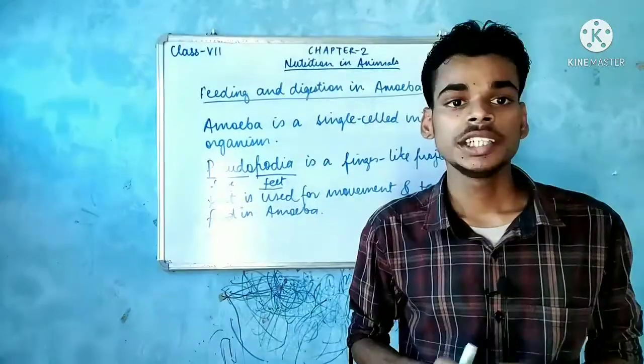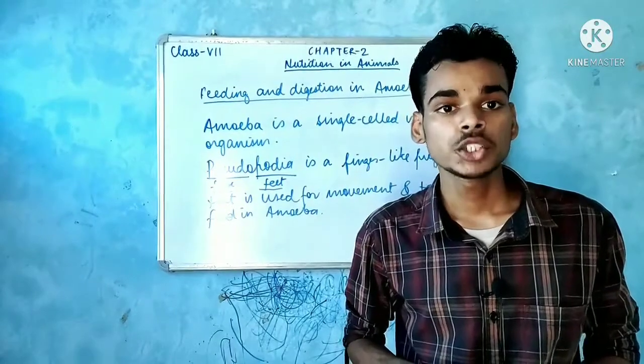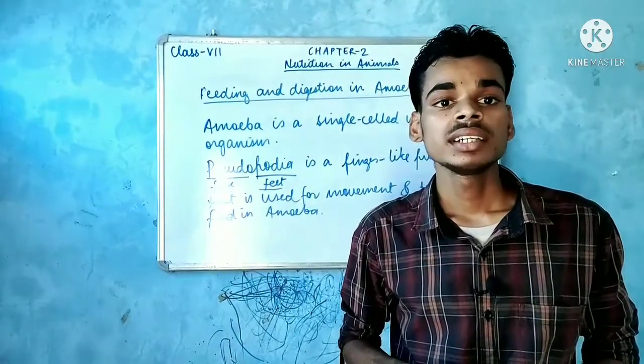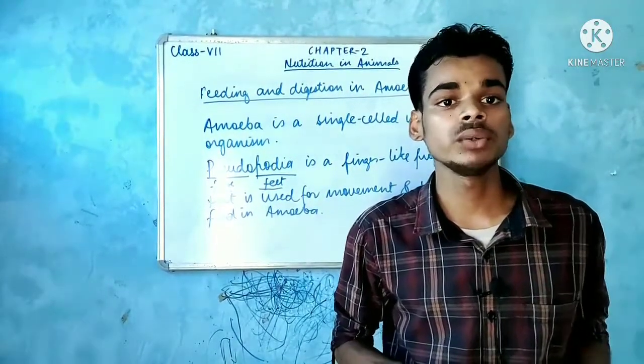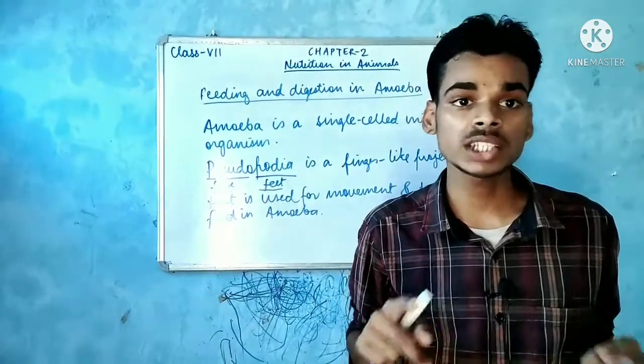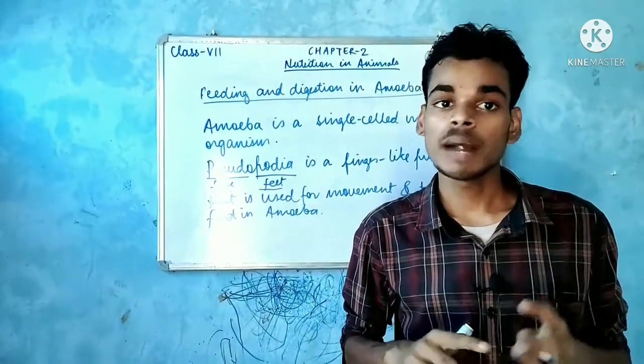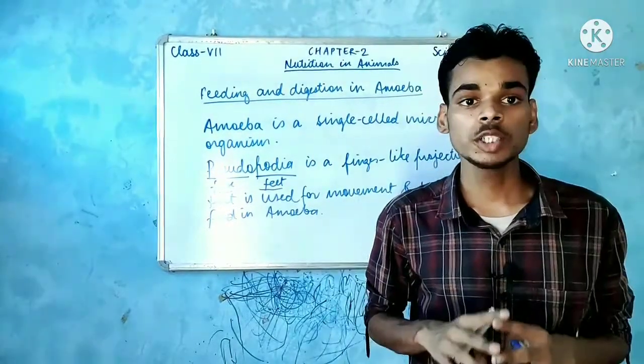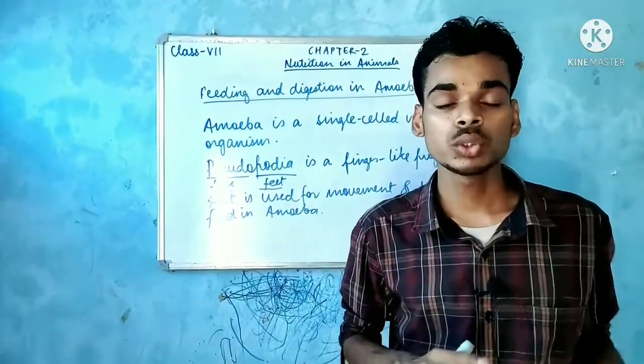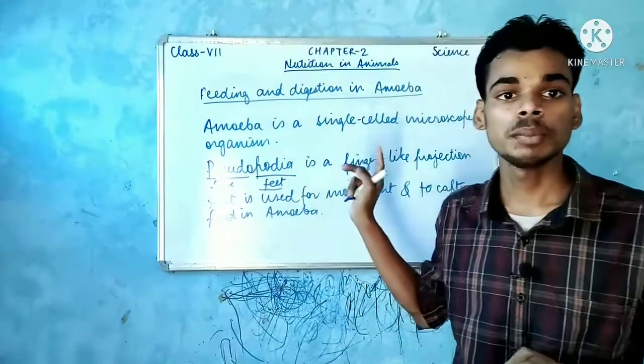So in amoeba, food is captured by the pseudopodia, and that captured food is stored in the food vacuole, where the digestive juices act on it and digest it, and after that process the waste products are removed. So this is the process of digestion in amoeba.